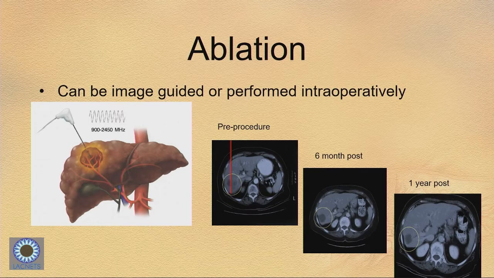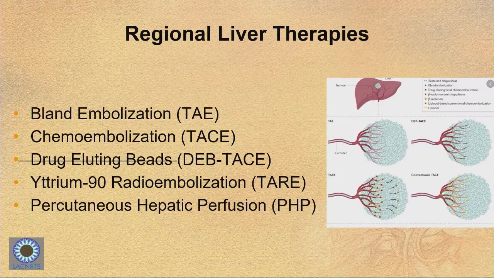The 6-month image shows that this area is dead. There's no contrast enhancement in that area. And at 1 year, we can see that cell death persists, and there's been a little bit of scarring of the liver with capsular retraction, which is actually a good sign of treatment.